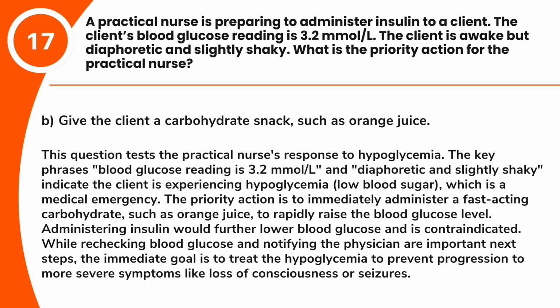The priority action is to immediately administer a fast-acting carbohydrate, such as orange juice, to rapidly raise the blood glucose level. Administering insulin would further lower blood glucose and is contraindicated. While rechecking blood glucose and notifying the physician are important next steps, the immediate goal is to treat the hypoglycemia to prevent progression to more severe symptoms like loss of consciousness or seizures.